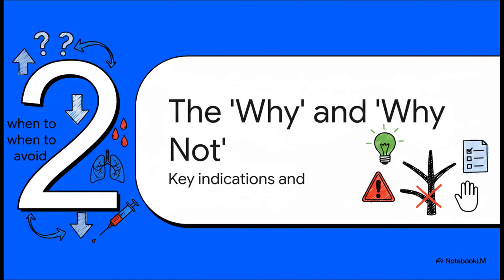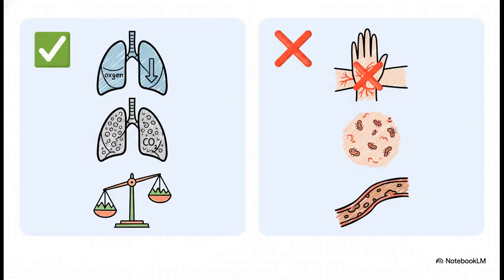Okay, now that we know what we're measuring, let's get into the clinical decision-making. When should we actually order an ABG? And, just as important, when should we absolutely not? This really is the million-dollar question. To draw or not to draw? We do it to check for things like low oxygen, to see if a patient with COPD is retaining CO2, or to diagnose something like diabetic ketoacidosis.